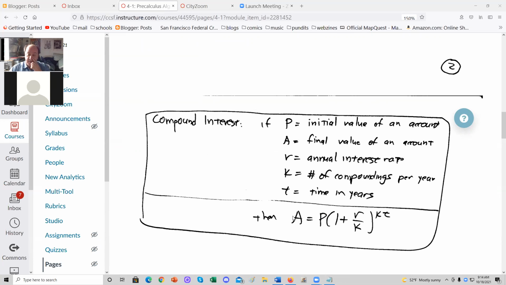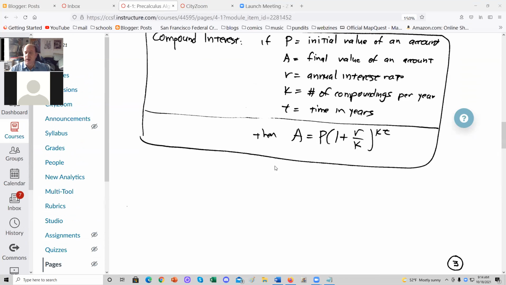But okay, so P is the principal value of an account or a debt or whatever, and A is the final or later value of the account, r is the annual interest rate, k is the number of compoundings per year, so quarterly k is 4, monthly k is 12, daily k is 365, and so on, and t is the time in years. Then A = P(1 + r/k)^(kt).